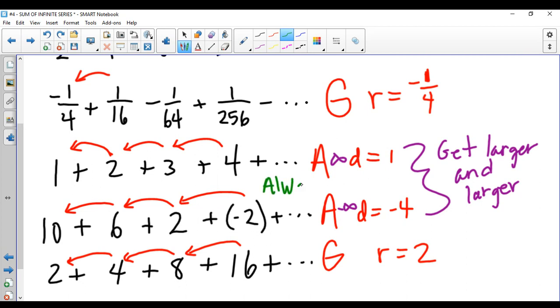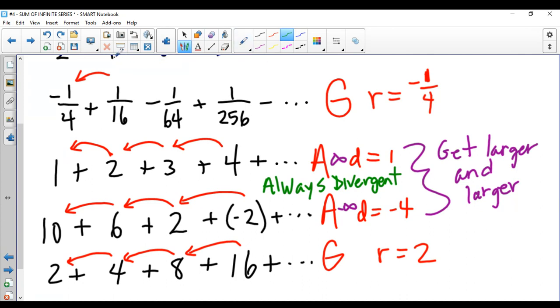So an arithmetic series is always divergent because the terms themselves keep getting either very big positive or very big negative. So therefore, if you added them all up, they would go towards either positive infinity or negative infinity. So we can't end up with an answer for that.